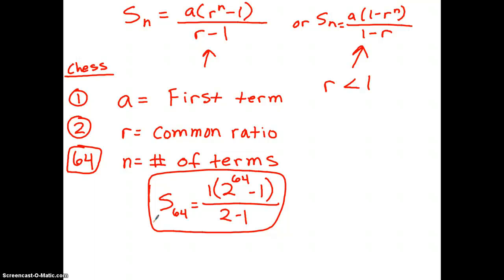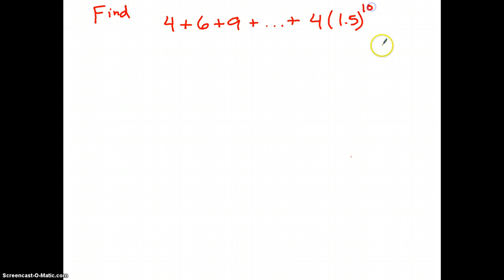Okay, so let's go over a different example. We want to find out what this equals: 4 plus 6 plus 9 plus dot dot dot 4 times 1.5 to the 10th power.